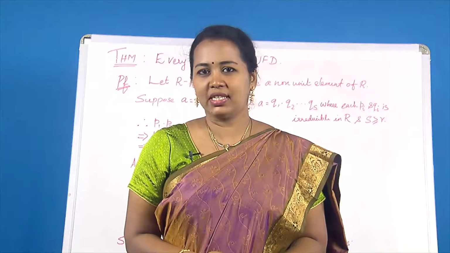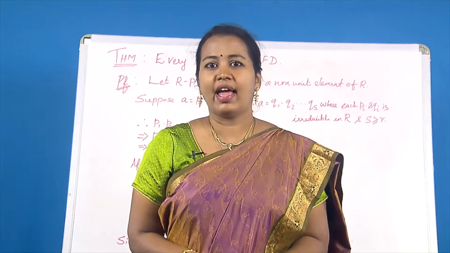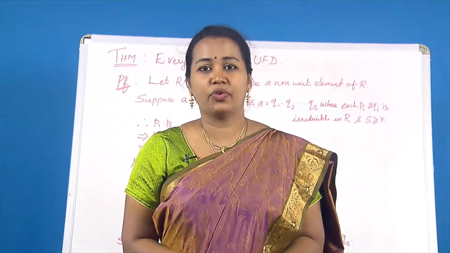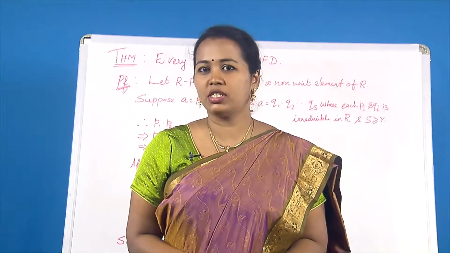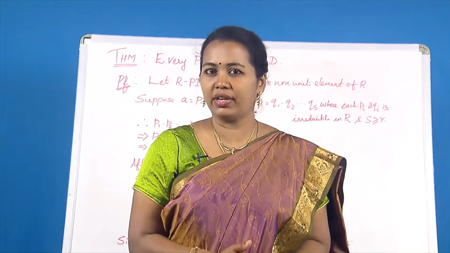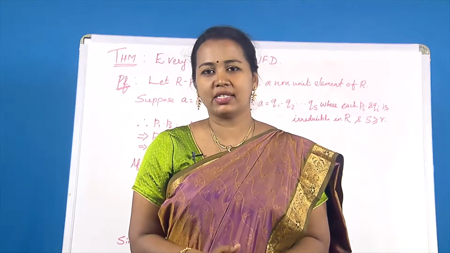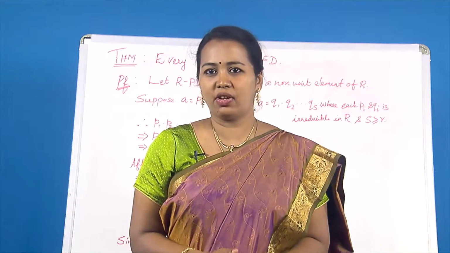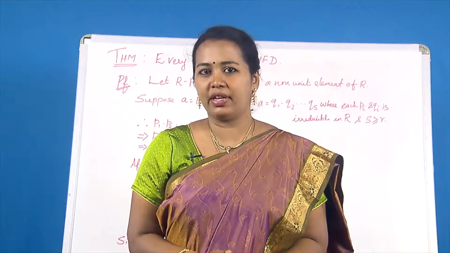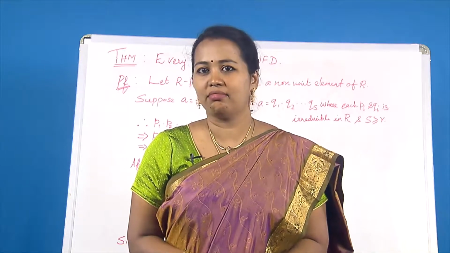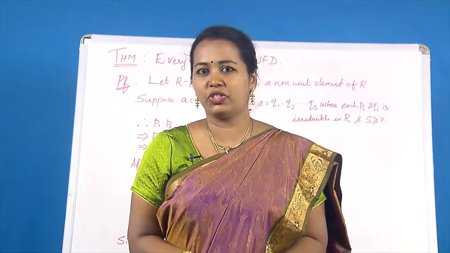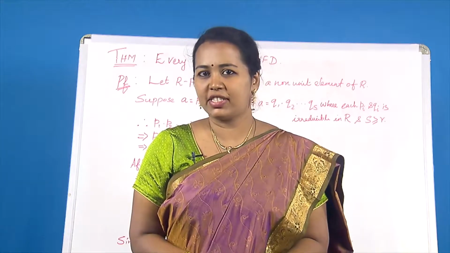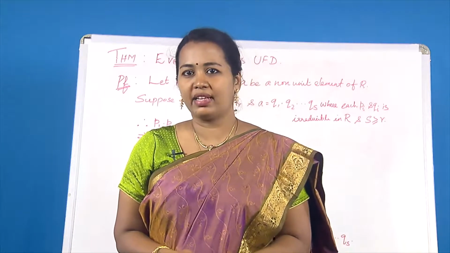The converse of this theorem is not true, that is, not every unique factorization domain is a principal ideal domain. For example, Z of x is not a principal ideal domain, but we have only recently seen that Z of x is a unique factorization domain, because the set of polynomials in Z of x whose constant term is even is a non-principal ideal. Therefore, it is not a principal ideal domain, thereby proving our statement that not every UFD or unique factorization domain is a principal ideal domain.